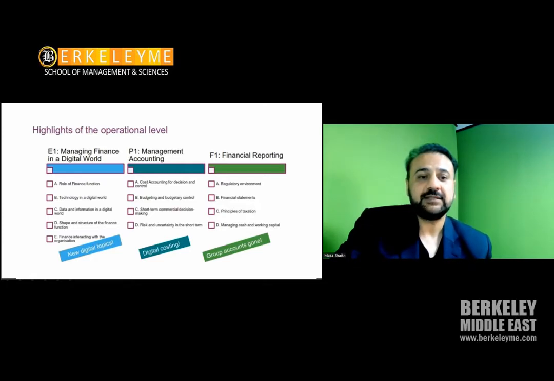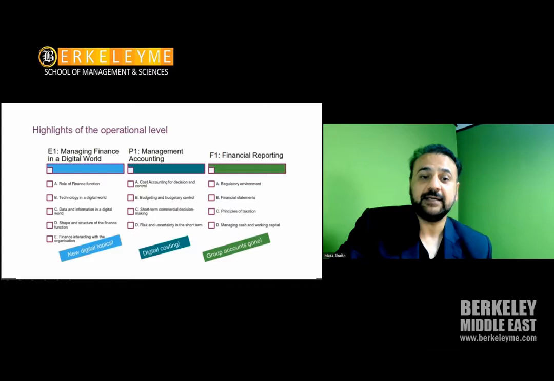So in Managing Finance in a Digital World, first of all, we should know what the role of finance is. What is treasury, what is working capital, how does accounting differ from finance. We see the latest updates in the modern world which we as management accountants are encountering, for example blockchain, IoT, Internet of Things, and fintech. These are the new terminologies that we should know more about.